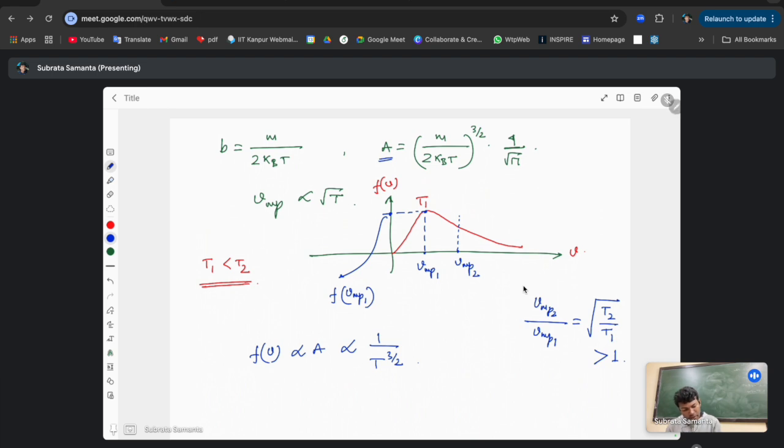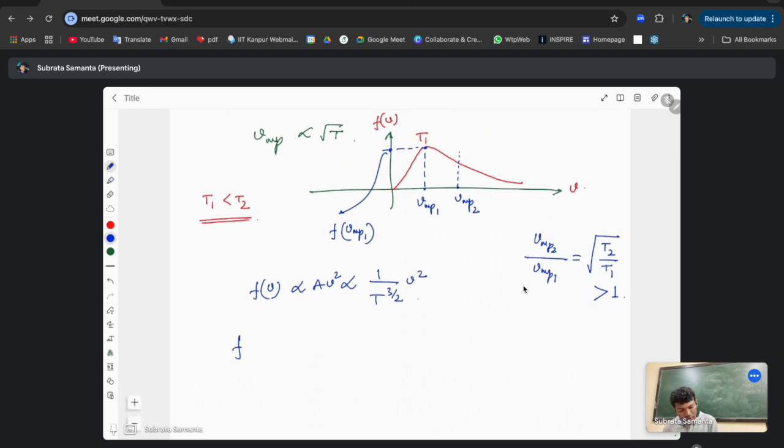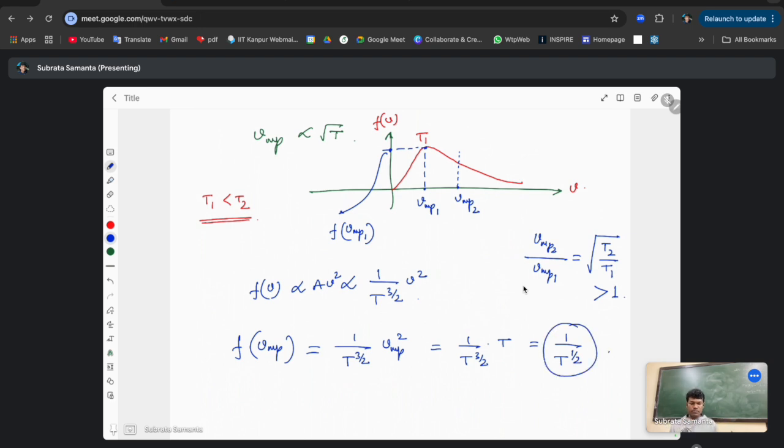But this is also v square, right? So if we just draw into that, okay, so f of v_mp, this is basically 1 over t to the power 3 by 2 and v_mp square. So v_mp square is proportional to temperature, so 1 over t to the power 3 by 2, and this is t, okay, this is basically 1 over t to the power half, right?